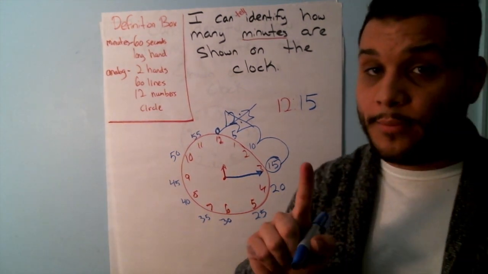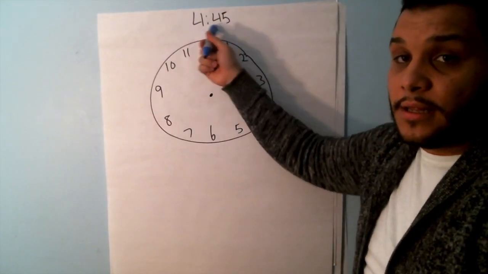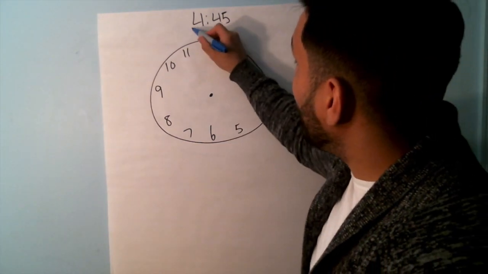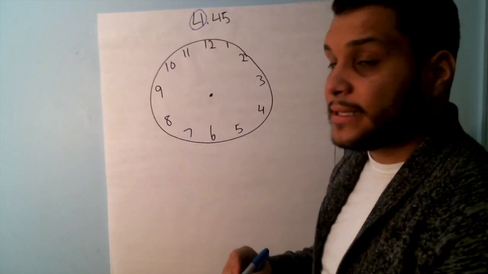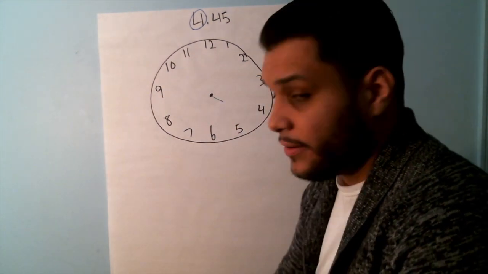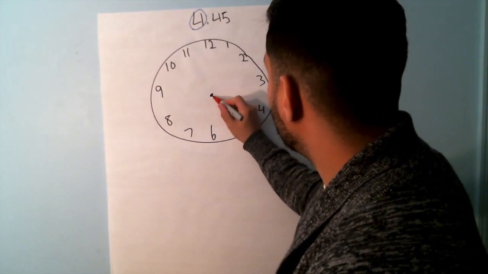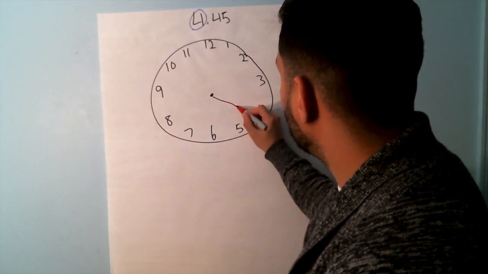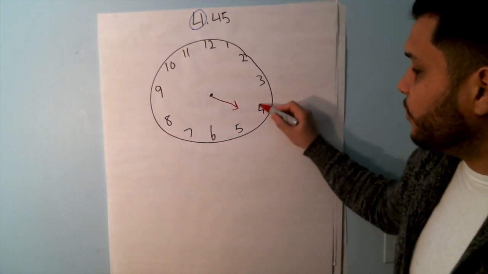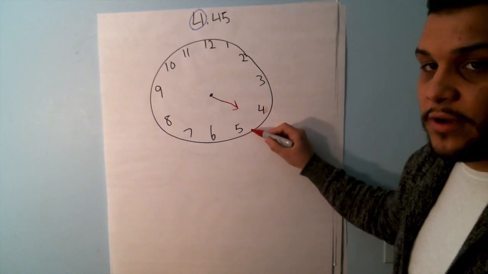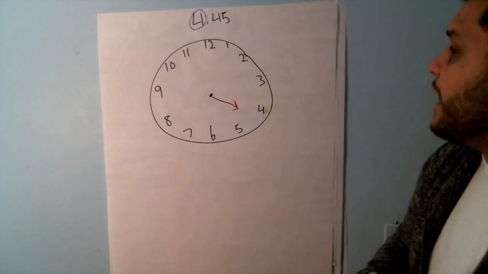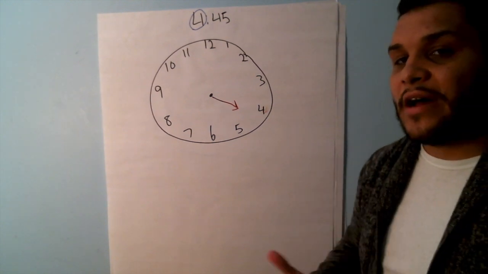We're going to do one more problem. This time I have the hour. It is 4:45. I need to know where to put my hands. Well, my hour is what time? Yes, 4 o'clock. So I'm going to bring my hand down. Wrong color, sorry. And my hour hand is in between the 4 and the 5. I'm still 4 o'clock, but I'm almost at 5 o'clock. So it's pointing closer to the 4. So it is 4:45.